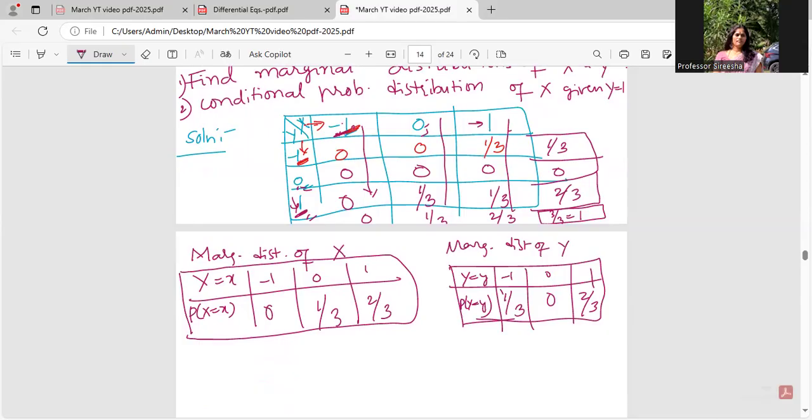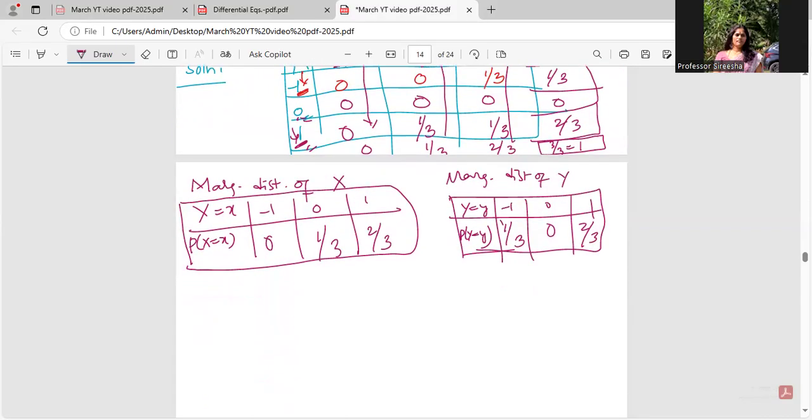Now coming to conditional probability, guys. It's even more simple because you have the table. Conditional probability distribution of X given Y. Of course, Y equal to 1 or something is being given in the problem. Given Y equal to 1, I can write here. How will I find it?